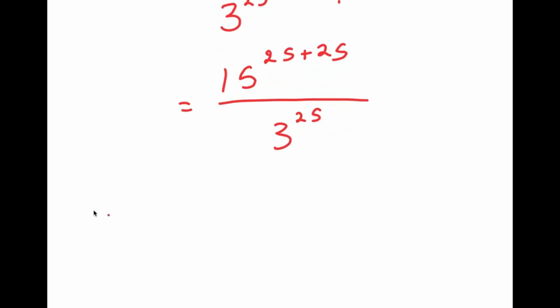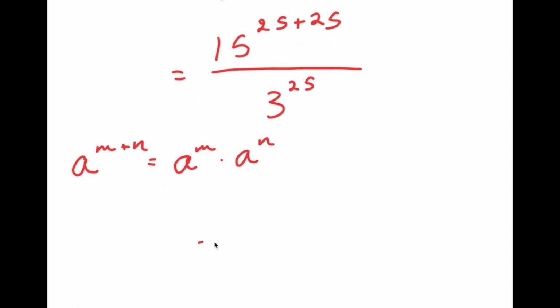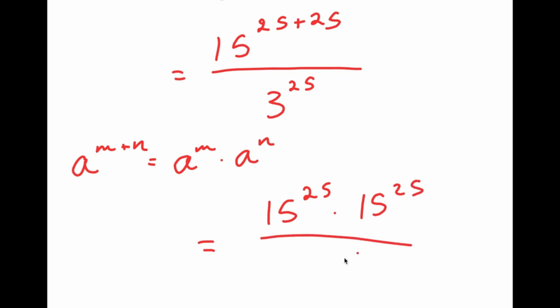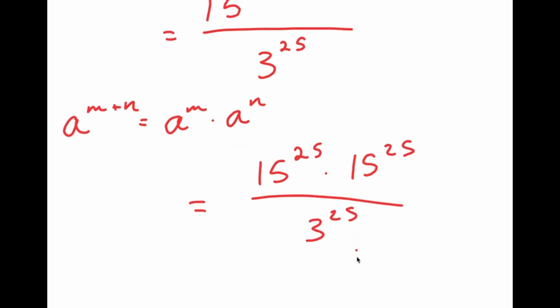The reason I did this is because now I can use the property a to the power of m plus n is equal to a to the power of m times a to the power of n. So in this case, 15 to the power of 25 plus 25 is going to equal 15 to the power of 25 times 15 to the power of 25, and I have this over 3 to the power of 25.